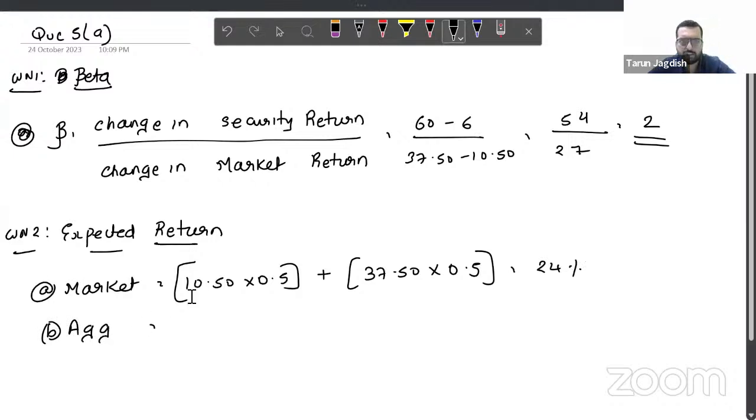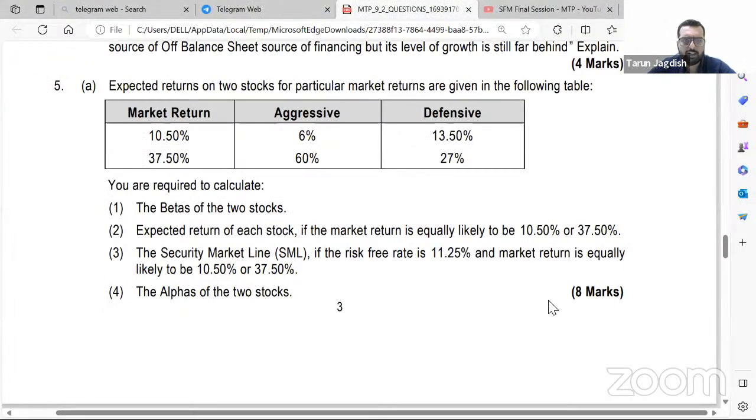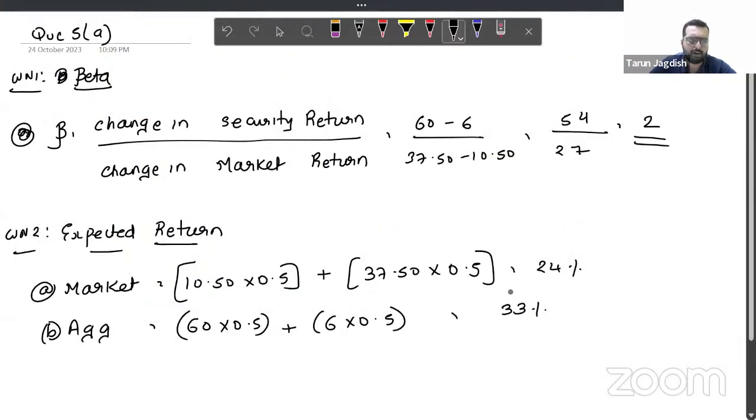What about the aggressive security, the same way? It will be 60 into 0.5 plus 6 into 0.5. So do you get the answer as 33%? Correct? Then they are asking you to find out the security market line.